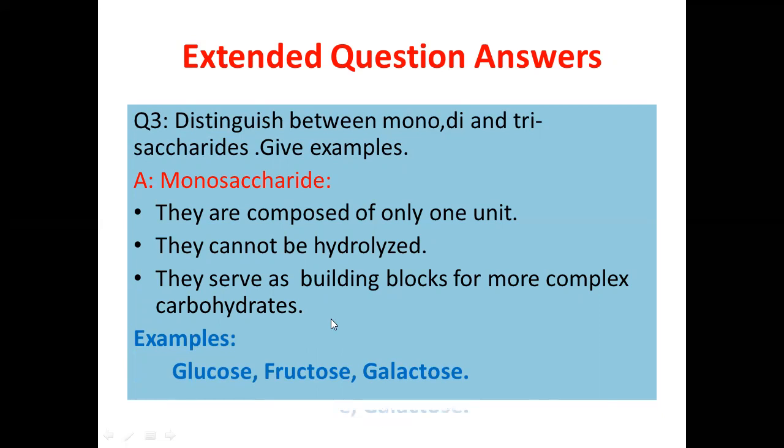All these are monosaccharides. They are made up of one unit, and that is hexose, because all of them contain 6 carbon atoms, C6H12O6. This is the formula of glucose and fructose, and the difference is only the functional group. In glucose, the functional group is aldehyde, while in fructose, the functional group is ketone.